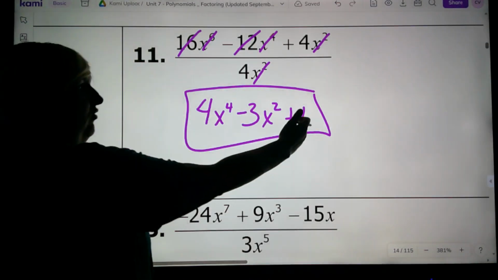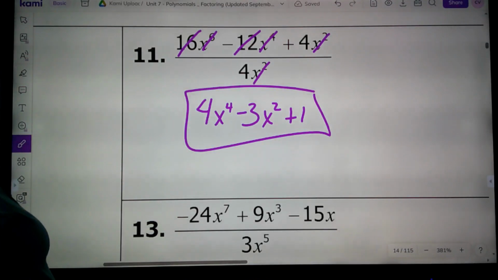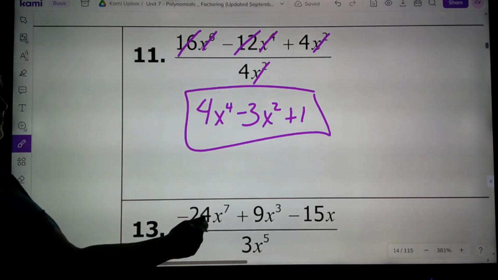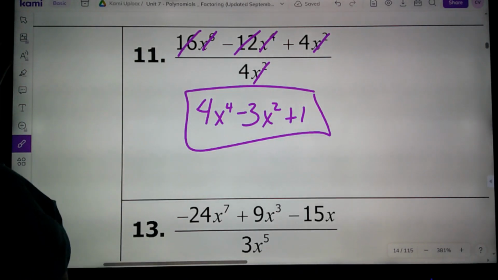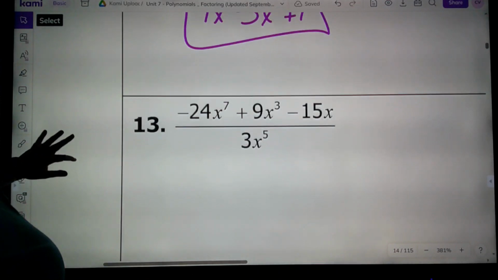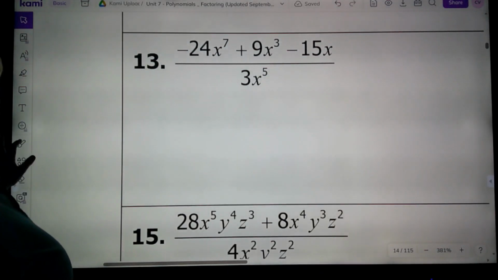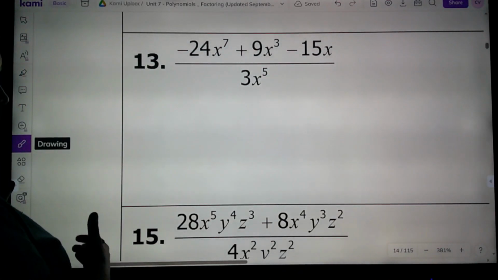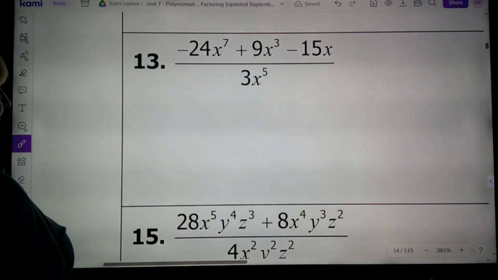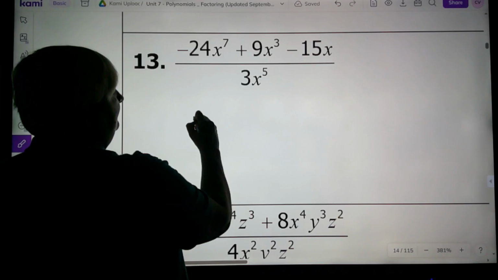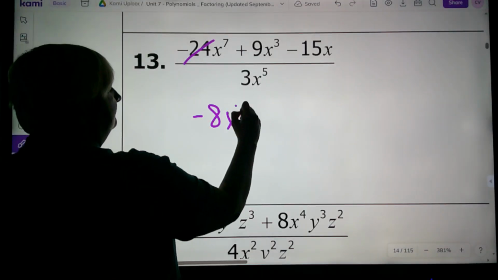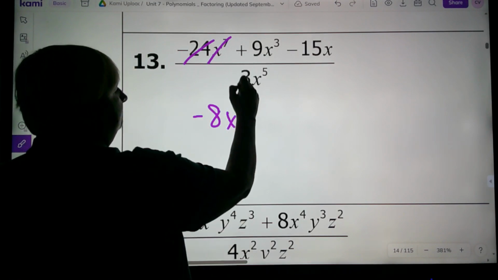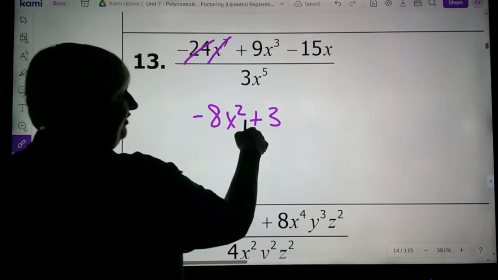And it's in order. If it was out of order, you would have to put it in order. Put it in standard form, alphabetical, highest exponent to lowest exponent. Don't forget the operator.